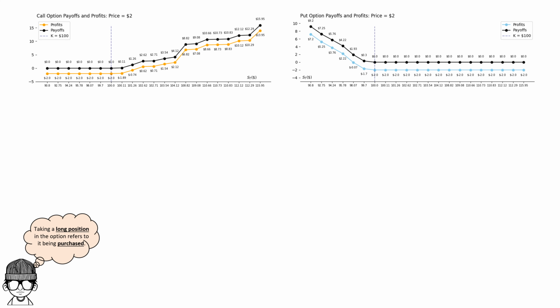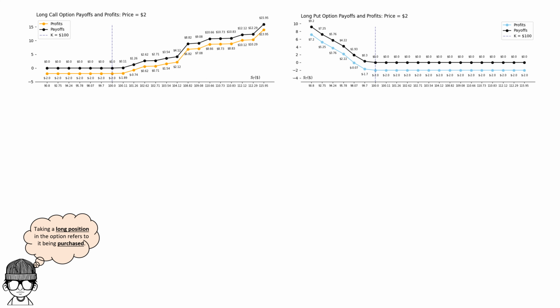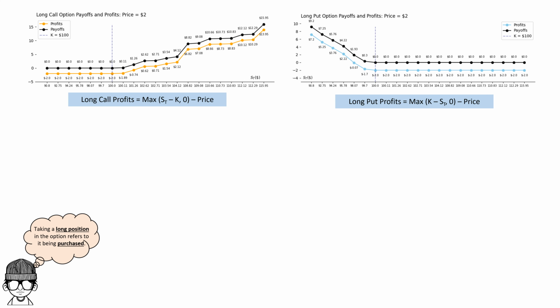Note, taking a long position in the option refers to it being purchased. So therefore, the holder's payoffs and profits can be referred to as long call payoffs and profits for the call option, and long put payoffs and profits for the put option. The profits of going long in the call equal max(ST minus K, 0) minus the price. And for long put options, it equals max(K minus ST, 0) minus the price.